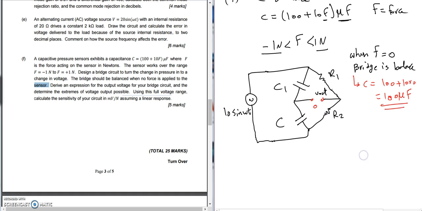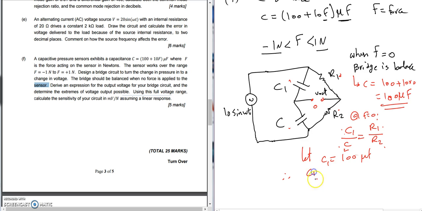This means that C1 over C should equal, at F equal to 0, this over this should equal this over that, so R1 over R2. Now, we know C, but we don't know C1, R1, or R2. We don't need to know them, we're actually choosing them. So for easiness, I will choose C1 to have the same value as C, so 100 microfarad.